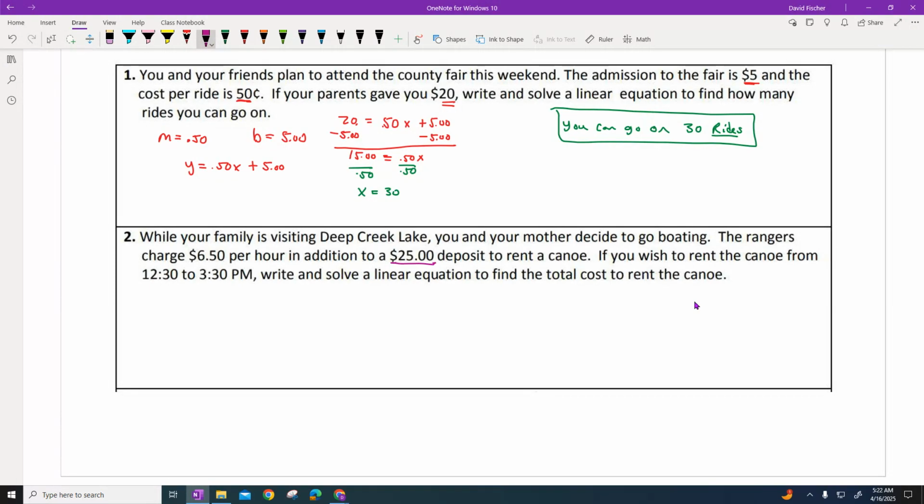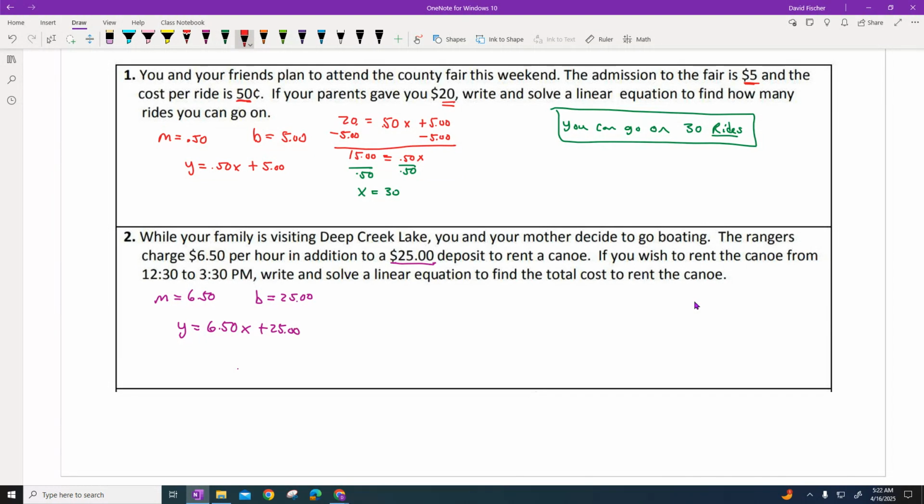So that's going to be my B. And now they're going to charge me $6.50 every hour, so that's going to be my M. Okay, so now my equation is going to be y equals 6.50x, because there's my M, plus $25. So now let's go see what else they tell us about this.